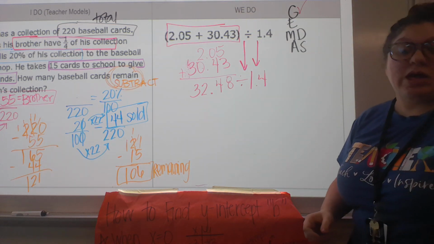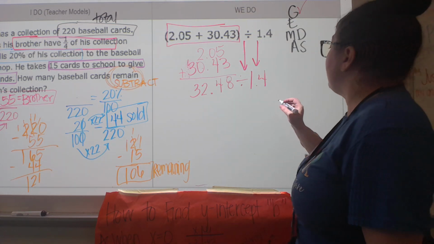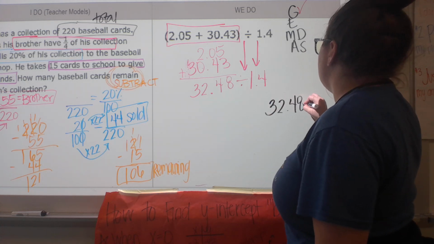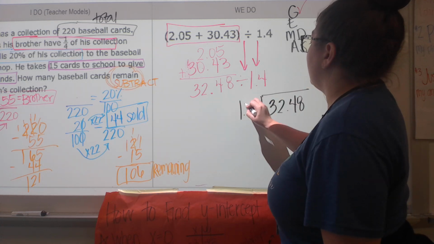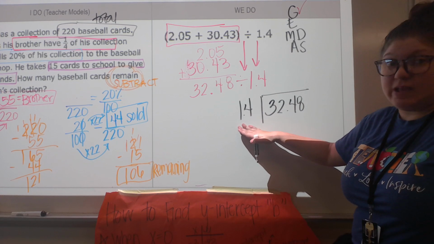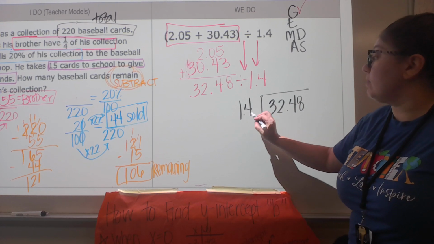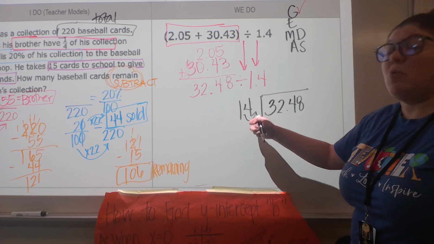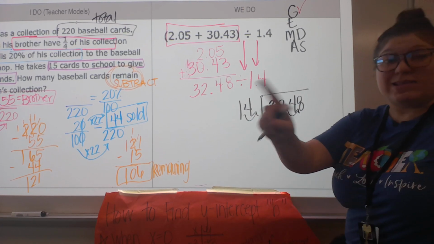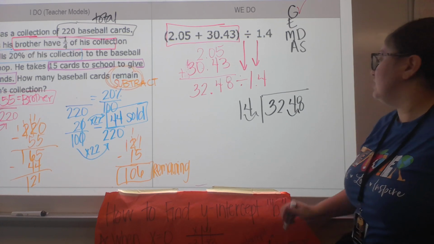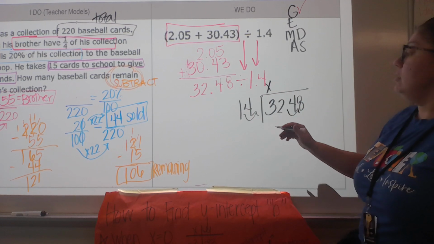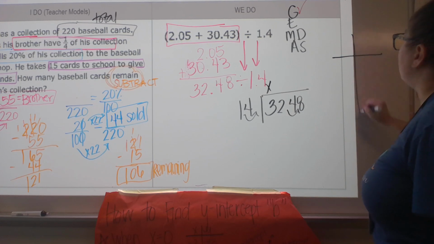Okay? I know this is the part that y'all don't like, but hey, life moves on. 32.48 divided by 1.4. Remember, I cannot divide with a decimal in my divisor, so I'm going to have to move it over one time. Whatever I do to one side, I have to do to the other side, because I don't want no decimals. All right, 14 cannot go into 3. But I don't know my 14s, so I'm going to put that here.